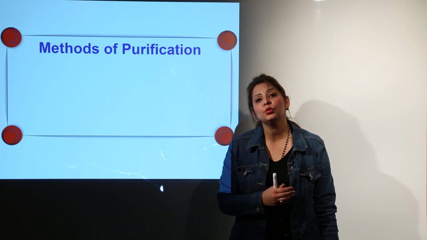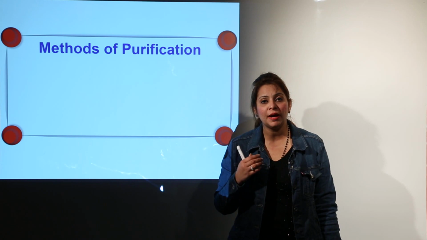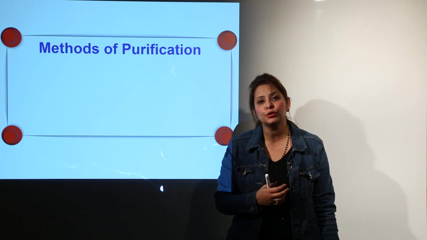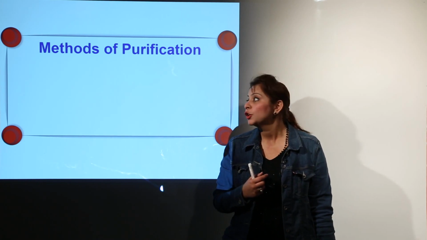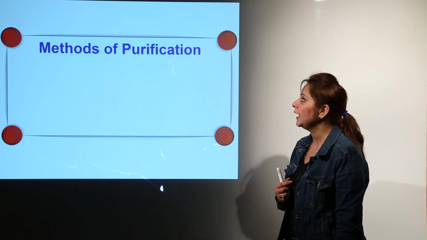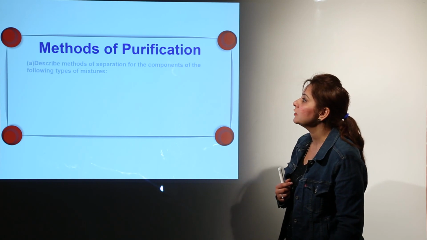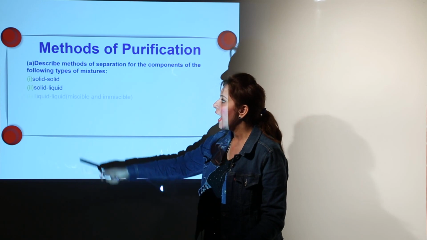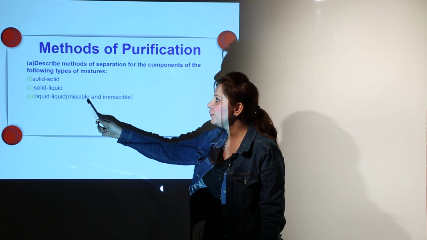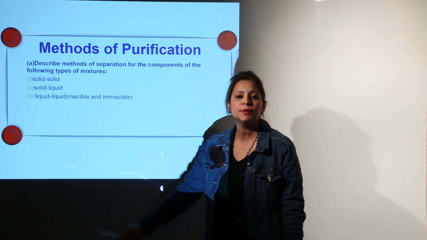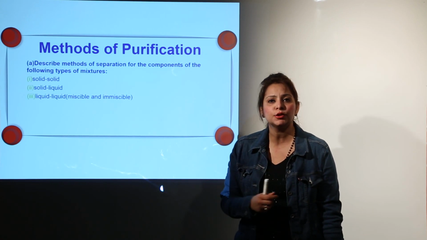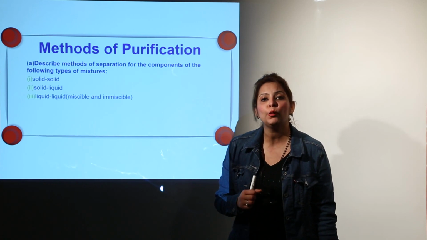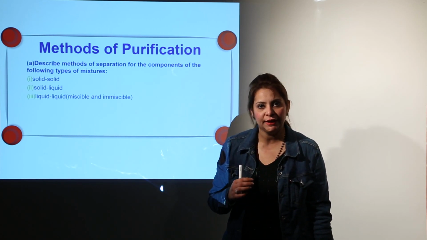But before we do that, we should recall all those things which we have done. That means the types of solutions which we come across. There are different types of solutions: solid-solid, solid-liquid and liquid-liquid. For liquid-liquid we can take the miscible ones. The miscible ones are those liquids which actually dissolve in each other, and an immiscible liquid solution is one in which the two liquids do not get dissolved in each other, right?